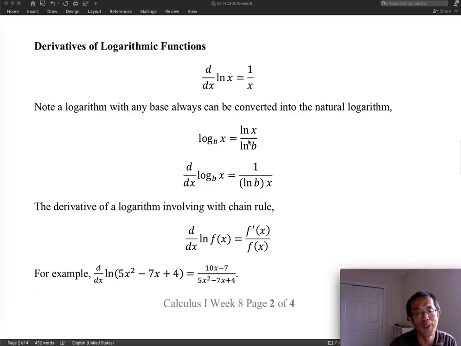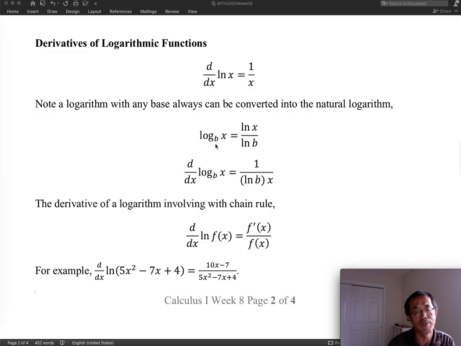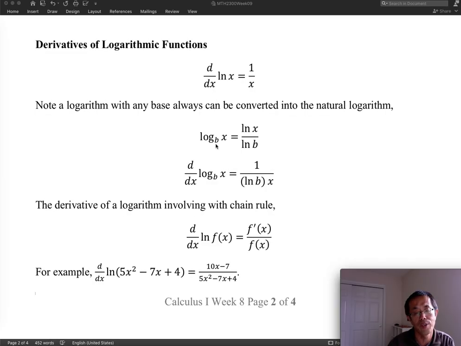Looking at this formula, you may say a single logarithm is converted into a ratio of logarithms, which is more complicated. But it's really not the case, because usually this b is a fixed number, like 2 or 3. So what you can consider here is 1 over ln of b, this entire thing. The ln of b in the denominator is just a constant, a fixed number. And then that's the natural logarithm of x. A logarithm with any base can always be converted into the natural logarithm.